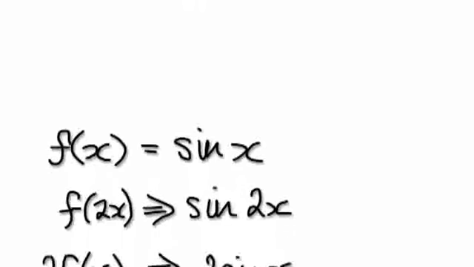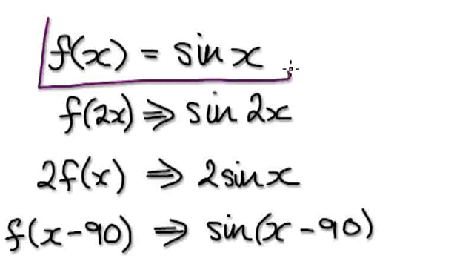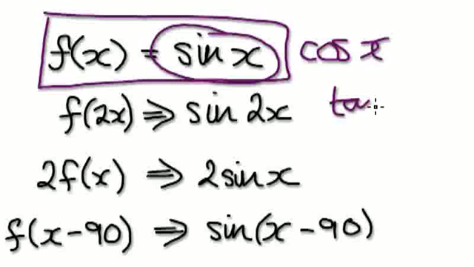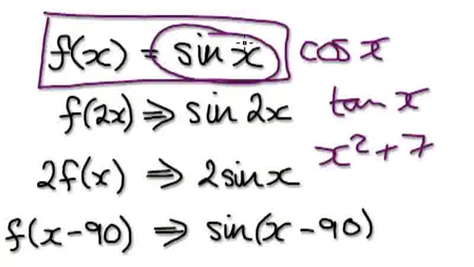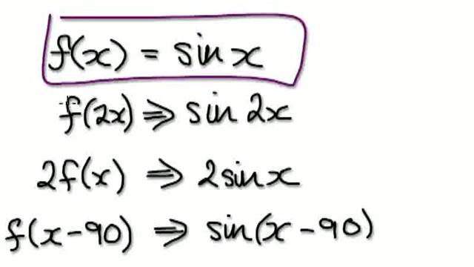So all the videos up until now, I've shown you the following transformations. When given a function, it could be any function. It doesn't have to be sine of x. It could be cosine of x. It could be tan of x. It could be x squared plus 7. It could be any function. So when given any function here, we can apply this transformation here.